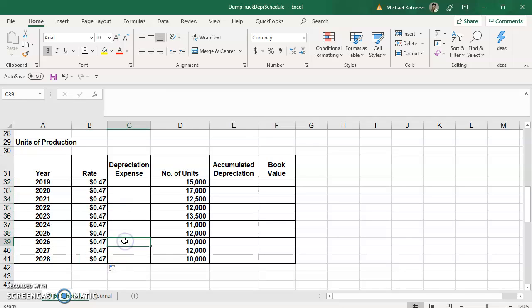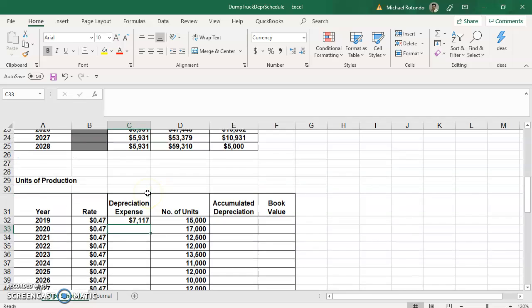That's going to stay constant throughout the life of the asset. Unless there's a change of some kind, like we add more trucks, we upgrade the truck, we sell it, we junk it, whatever. But assuming that nothing changes, that would be our rate. So our depreciation expense will simply be the rate times the units. So we would take our rate of 47 cents per mile times the number of units, which are miles in this case. And our 2019 depreciation would be 71.17.